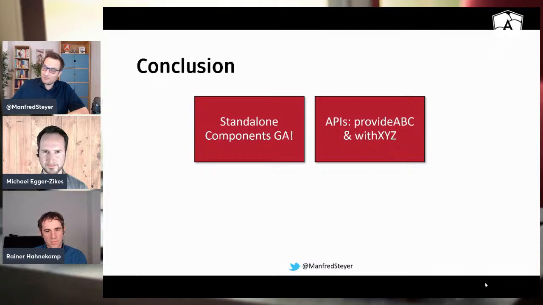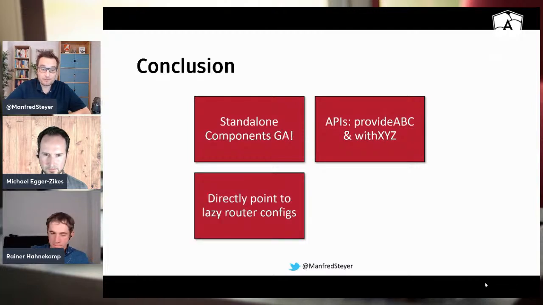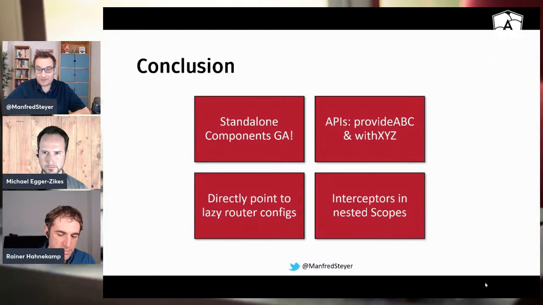We have also seen for standalone APIs, we have this naming pattern that lets us quickly find out, well, this is for setting up this library, and this is for adding additional features. This also makes everything more tree-shakeable. When it comes to lazy loading, we can now directly point to our lazy routes. No need for an unnecessary detour via an NgModule. And interceptors also allow to be used in nested scopes. We can make sure outer interceptors are called too.